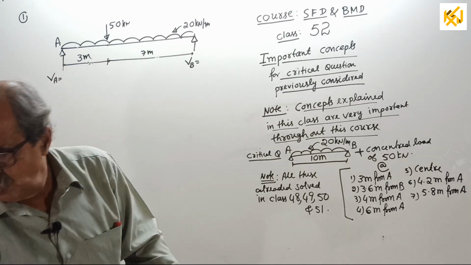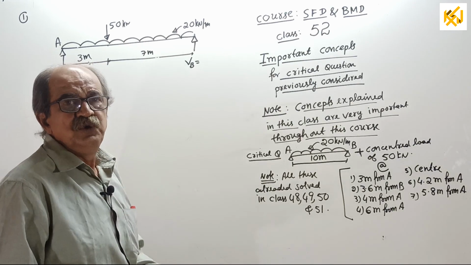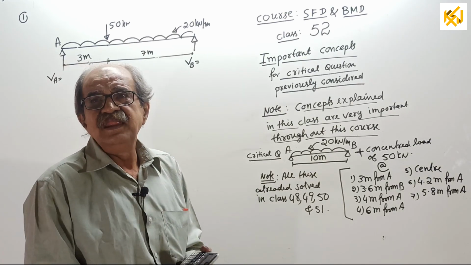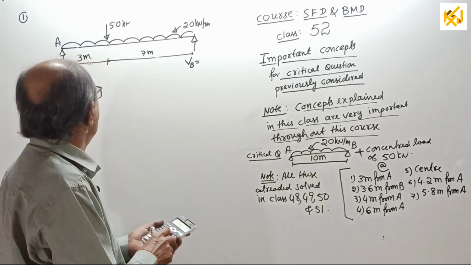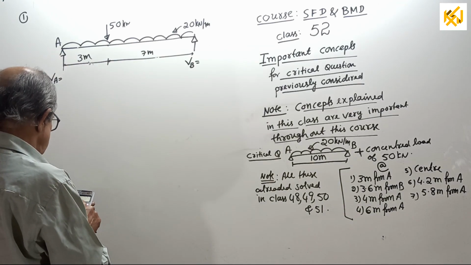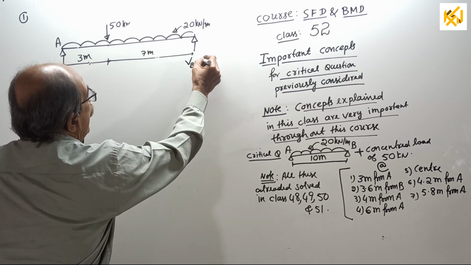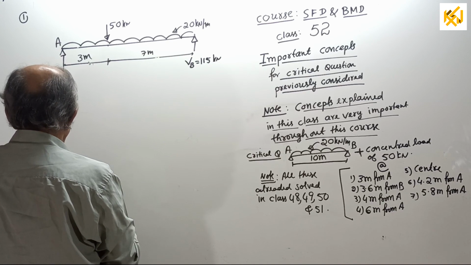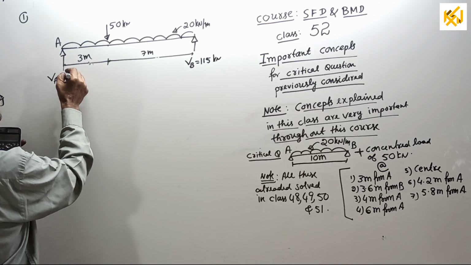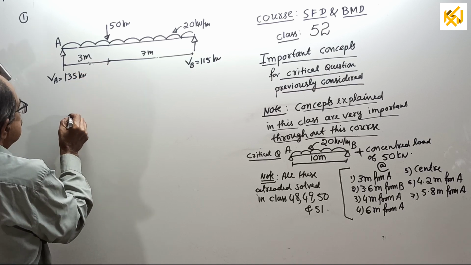See, I am not going to look at the earlier solution and am solving once again. So you also solve simultaneously. In case by chance there is any calculation mistake, correct it. I will be careful. VA is 115 kilonewton, VB is 135 kilonewton. Reactions over.